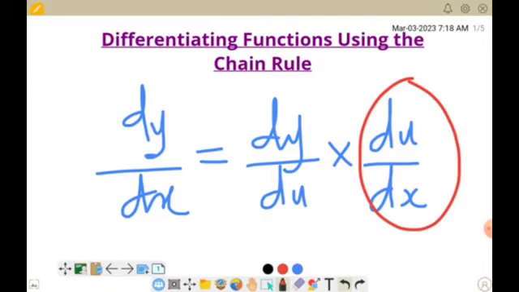So when you have a function, all you need to do is split the function and tag a part of it u, and you differentiate that u with respect to x, and another part y, which is differentiated with respect to u, and you use the chain rule to combine them, to multiply them, to get the derivative of the entire function. Now I'd like us to go to the first example.